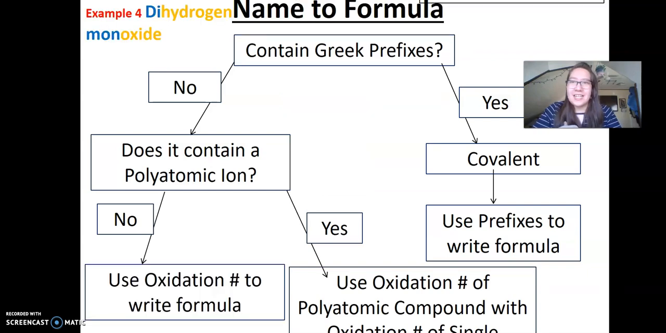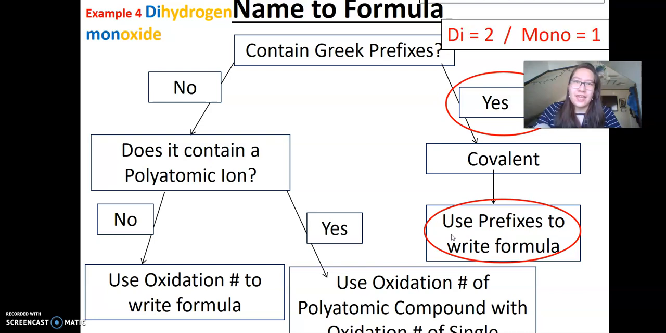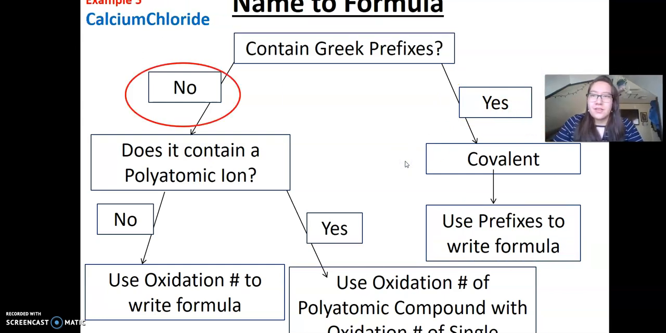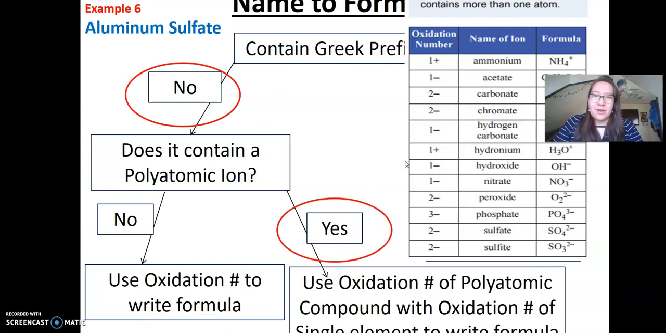If we take dihydrogen monoxide, yes, it contains Greek prefixes. It means it's covalent, so we use prefixes to write the formula. Di means 2 of hydrogen, so H2, and mono means 1, so 1 oxygen. That means we have H2O. Couple more examples as you go through.